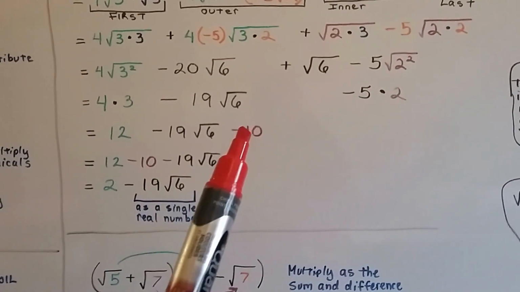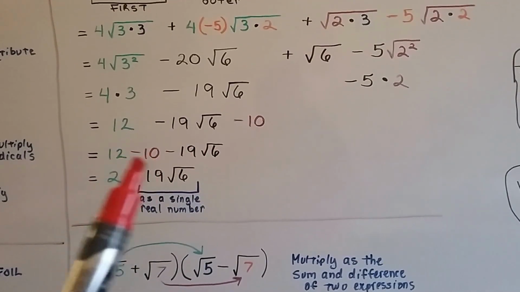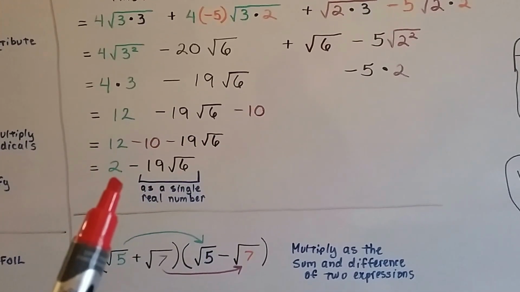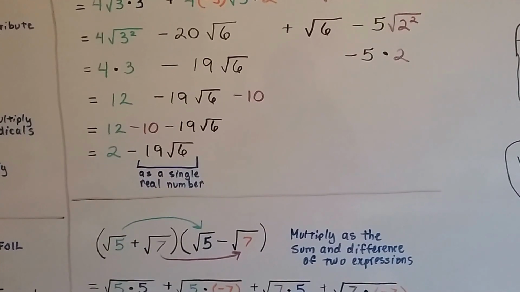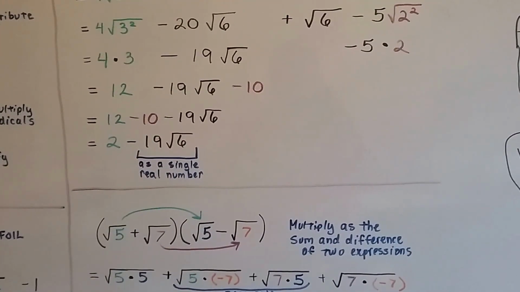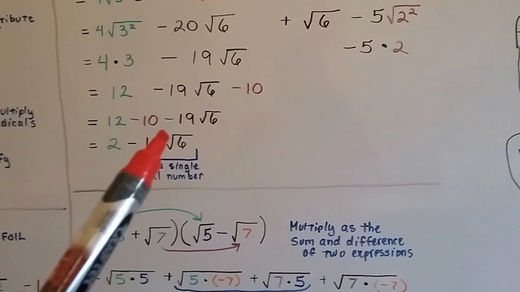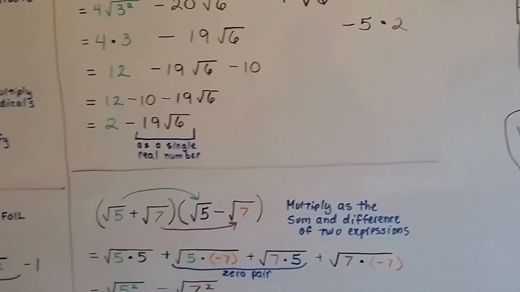And here's our negative 10. We can combine our like terms of the 12 and the negative 10. 12 take away 10 is a 2. So we have 2 minus 19 times the square root of 6. And we're treating this as if it's a single real number, okay? That's why we're not saying it's a negative 17, because we're treating this as a single real number. We'll just leave it like that, okay?